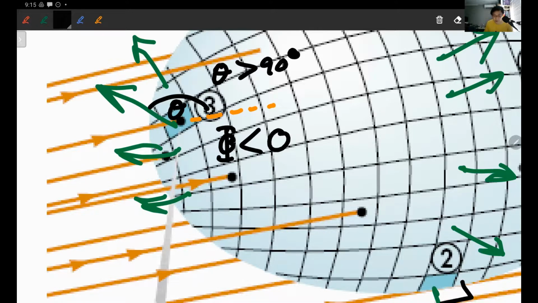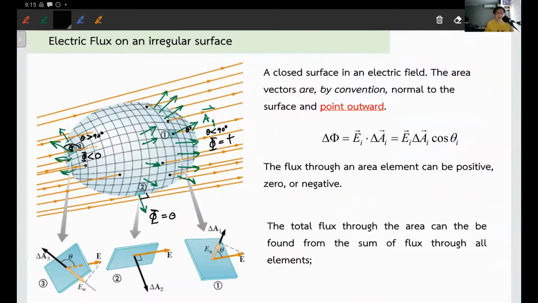Okay, cool. The reason I want you to look at this complete picture is that now you know what the flux means. Flux is trying to tell you how many electric field lines are piercing or penetrating outward and how many are penetrating inward into the balloon. You guys with me?